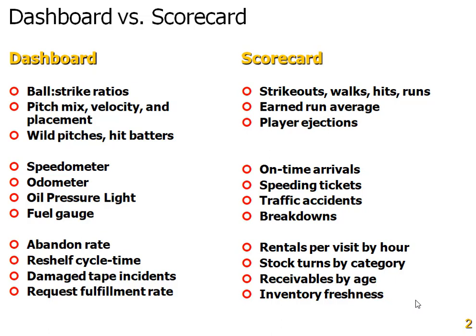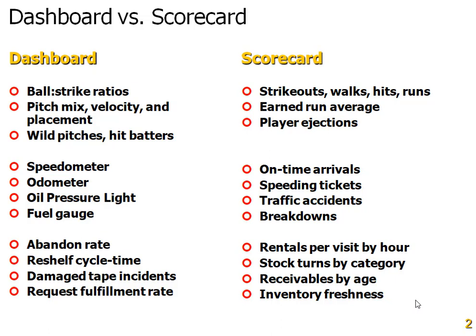If I move down to the second example here, your dashboard in your car shows you your speedometer, your odometer, your oil pressure light, your fuel gauge. That's information the driver should have in the car to be able to drive the car better or properly. Would you want to drive a car that doesn't tell you that information as you go through? As opposed to your scorecard, maybe how often you arrive at work on time, or how many speeding tickets you've received, or how many traffic accidents you've had, or how many times you've broken down. So your boss at work is issuing a scorecard on whether you arrive on time or not. Your insurance company is keeping a scorecard on you to see how many tickets you get and how many accidents you're in. So external stakeholders tend to look at scorecards, and internal operators tend to work with dashboards.